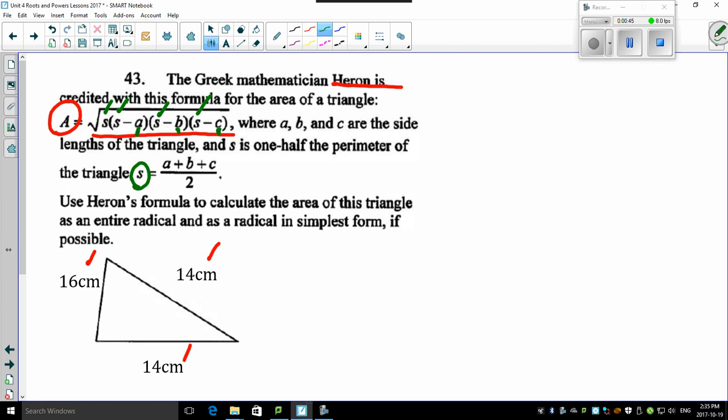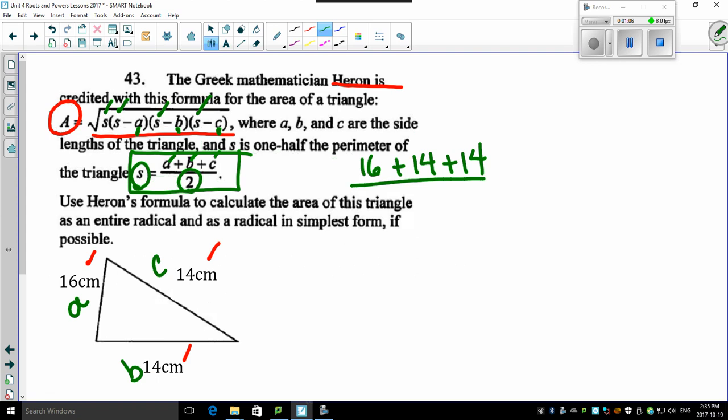So let's just label our triangle sides first. Let's call this A, let's call this B, let's call this C, and then go from there. The next thing is we have to figure out what S is. S means all the 3 sides, A, B, and C, added together, divided by 2. So let's do that right now. We have 16 plus 14 plus 14, and we have to divide the whole thing by 2. Well, 16 and 14 is 30, plus 14 is 44, divided by 2 works out to be 22. So S equals 22.